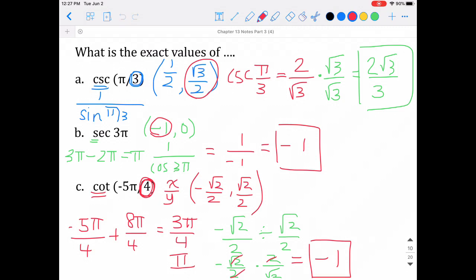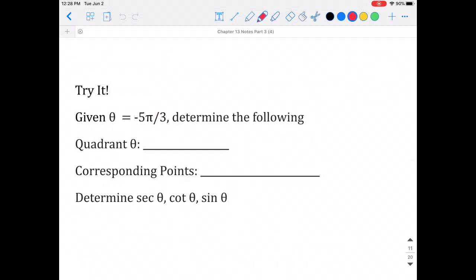So this is how we use the unit circle to figure out our exact values. It's very important first to figure out where you are on the unit circle and what quadrant your point lies in, so you can figure out if your x or your y values have to be negative. Then you determine your corresponding points and use that to solve using the reciprocal function. So let's try one more example.